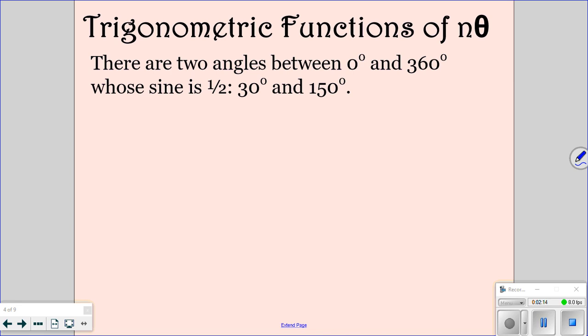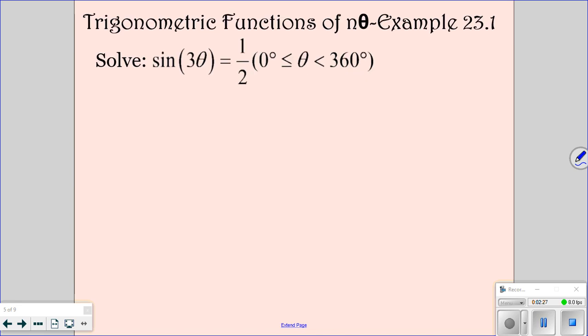So hopefully you remember there are 2 different angles where the sine is equal to 1/2 in between 0 and 360. 30 degrees in the first quadrant, and then 150 in the second quadrant. So we're going to use that information here. I'm going to get rid of this 3 theta, and I'm going to make it sine of x equals 1/2. So where does sine of x equal 1/2? Well, we just went over it equals it at 30 degrees and at 150.